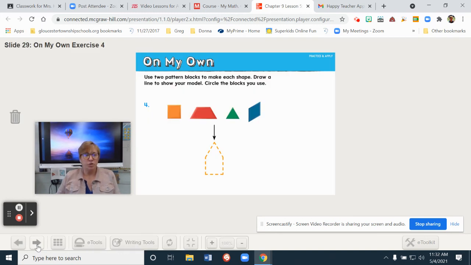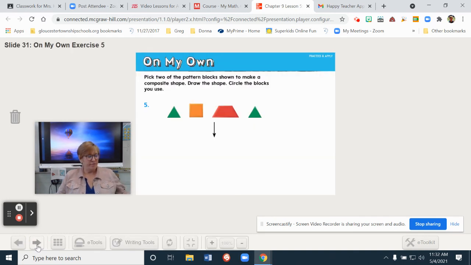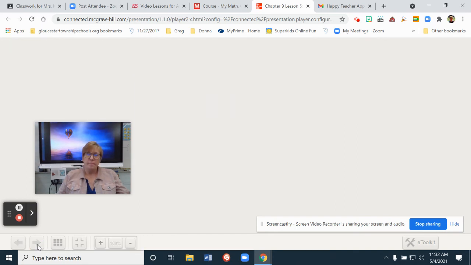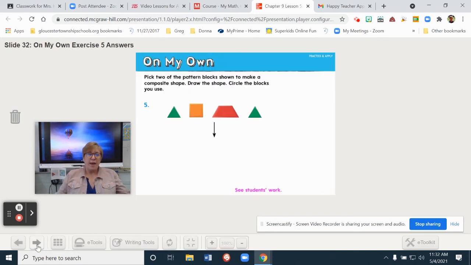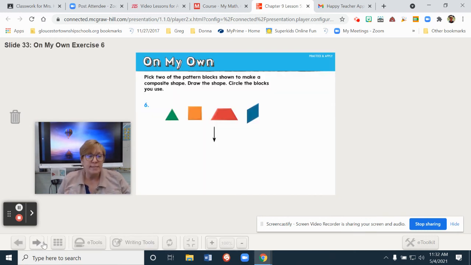Use 2 pattern blocks to make the shape. Circle the blocks and draw the line. And here you go. All right, number 5, same thing. 2 pattern blocks. All right, so for that one, you got to make whatever kind of shape you wanted. Now for this one, the same thing. You are going to take 2 pattern blocks, make whatever sort of shape you like, trace the blocks one at a time, but make sure they're next to each other that show the composite shape.